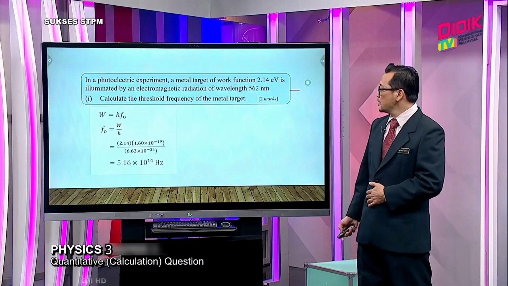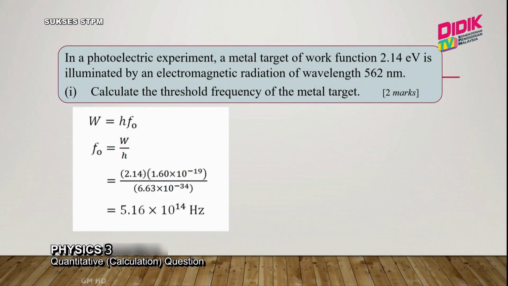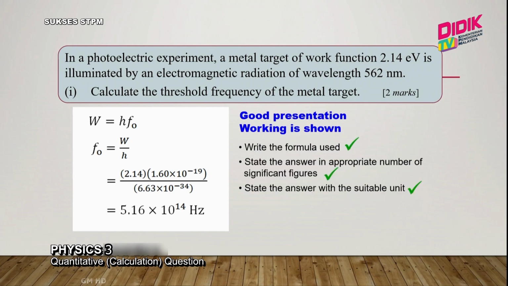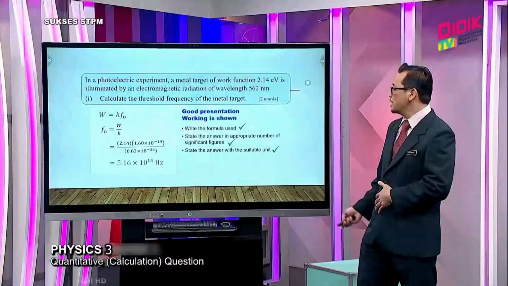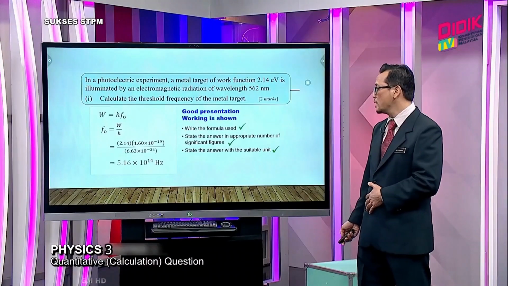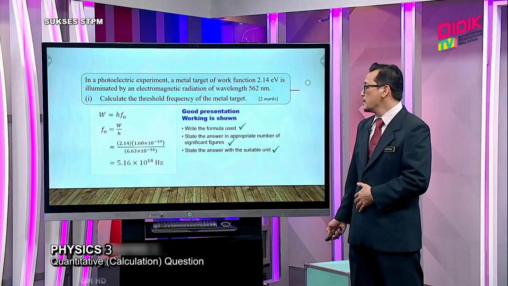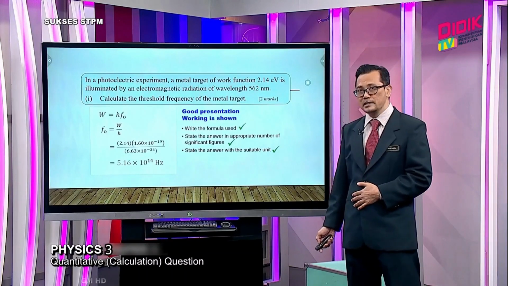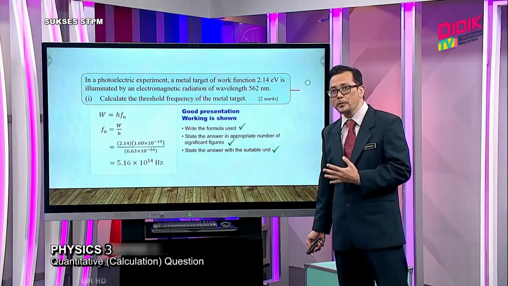Now you can see that this is one of the examples of the working that is usually shown by candidates in examinations. This is a very good presentation of working, where the formula is written clearly and understood. Also, the answer is stated in the appropriate number of significant figures, and it is also stated in the suitable unit. Now I would like to give you a tip. The answer stated here, 5.16 times 10 to the power of 14 hertz, is written in 3 significant figures. Why is it considered as appropriate number of significant figures?